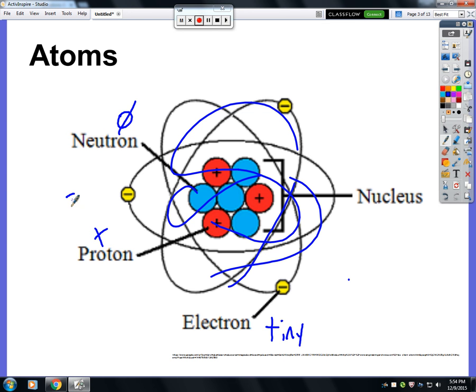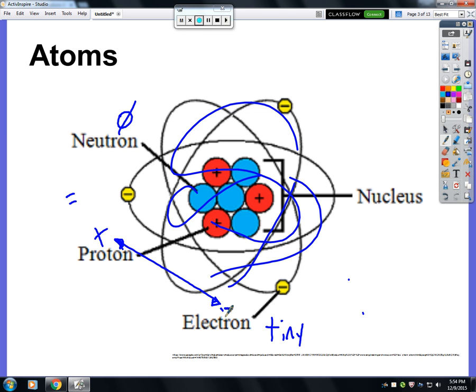These guys are equal to each other in size. And even though this electron's tiny, it's negative, it's equal to the proton, but opposite as far as charge goes. So protons are positive, electrons are negative, but electrons are tiny. They would be like a pinpoint, and the protons and neutrons would be 5 times the size of the screen, and the electron would be this tiny little dot.